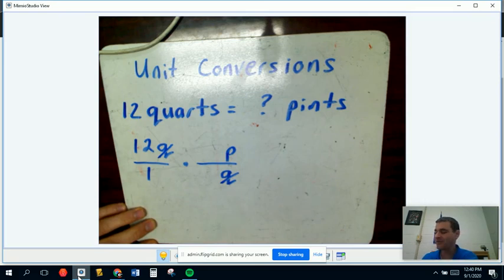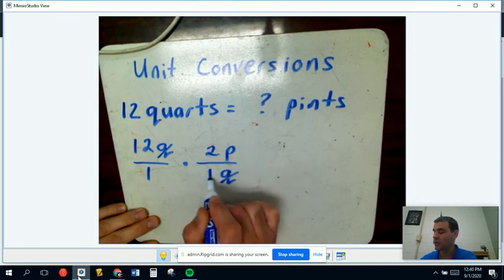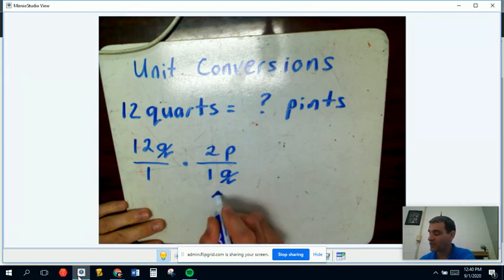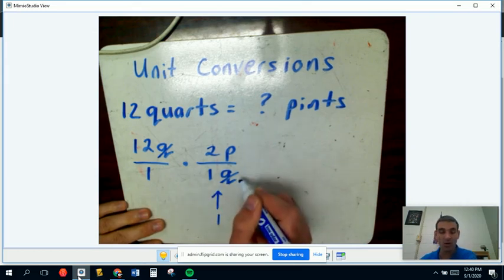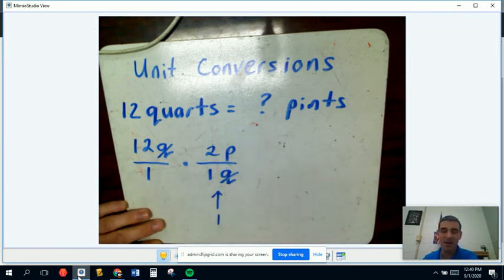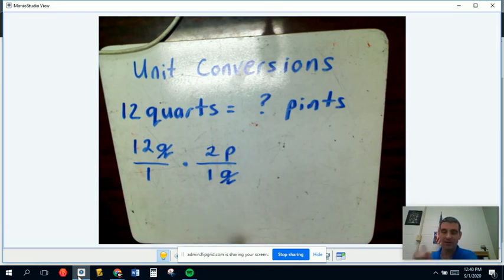Okay. But you have to know the converter. The converter is 2 pints makes 1 quart. Now, you can't just put the 2 wherever. It has to be, in this case, 2 pints is 1 quart. It's not true that 2 quarts is 1 pint. Now, the value of this fraction is actually 1 because 2 pints and 1 quart are the same thing. 2 pints divided by 1 quart, therefore, would be 1. And when you multiply by 1, it doesn't change the value. In other words, we're not changing the value of 12 quarts. We're just changing the units of 12 quarts. It's still going to be the same amount of liquid. You don't really have to know what I just said, but it's helpful to understand why this works.